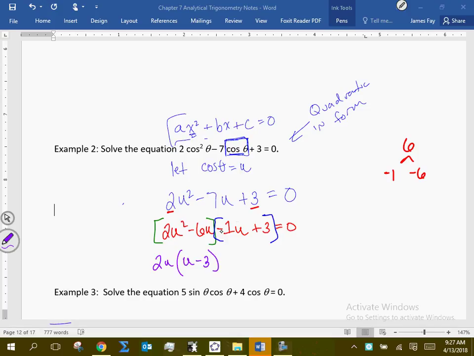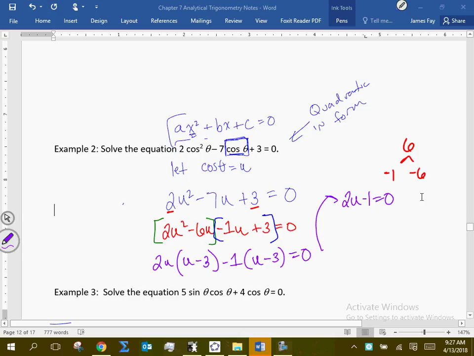Now what can I see that comes out of these two that's going to help me get this same u minus 3? Negative 1. So now that provides me, what, 2u minus 1 will equal 0. That's one of my factors, correct? And u minus 3, is that another factor? So now u will be 1/2. And here u will be 3.